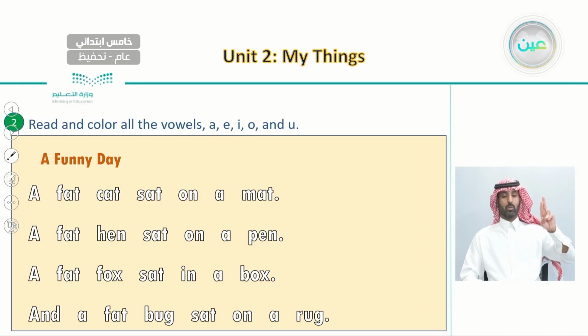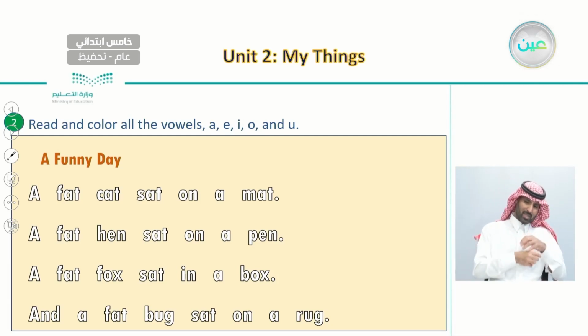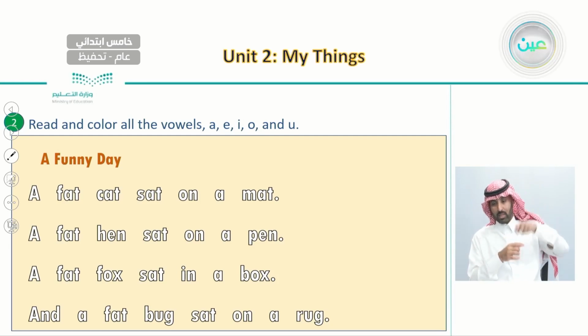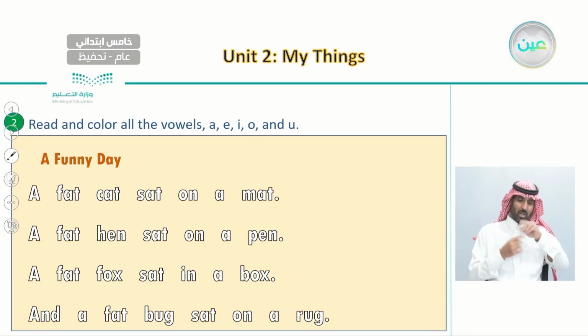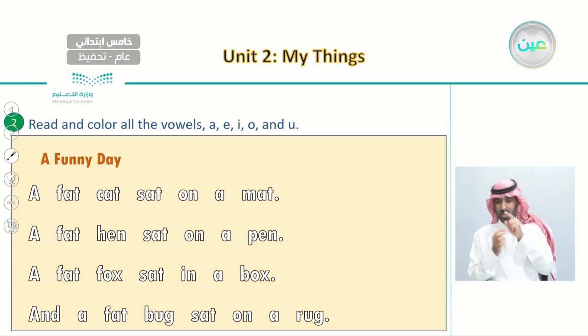vowels. So the story is called A Funny Day. A fat cat sat on a mat. A fat hen sat on a pen. A fat fox sat in a box. And a fat bug sat on a rug.